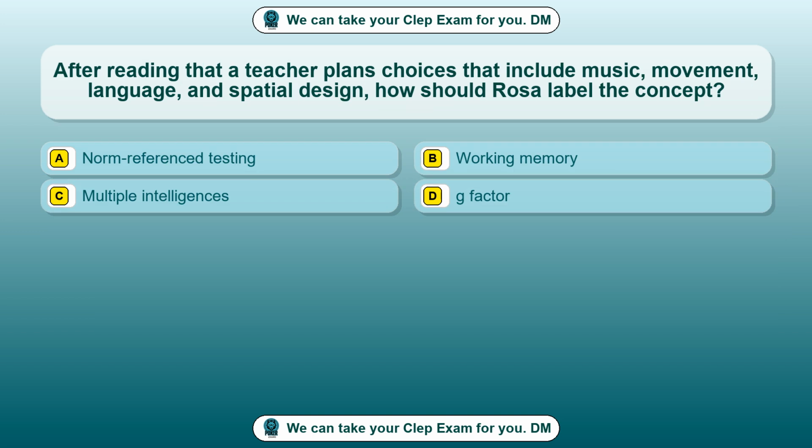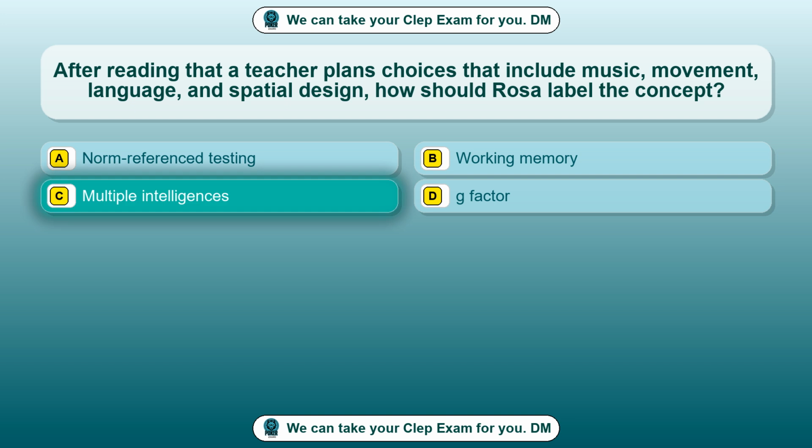Question 24. After reading that a teacher plans choices that include music, movement, language, and spatial design, how should Rosa label the concept? Option A, norm reference testing. Option B, working memory. Option C, multiple intelligences. Option D, G factor. The correct answer is option C.